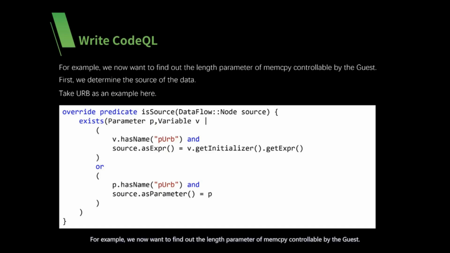For example, we now want to find out whether the length parameter of a memory copy is controllable by the guest. First, we determine the source of the data, and the picture shows it. Take URB as an example here. PURB contains a user-controllable length, so we find functions that use PURB.